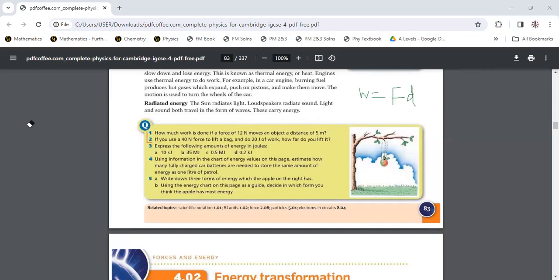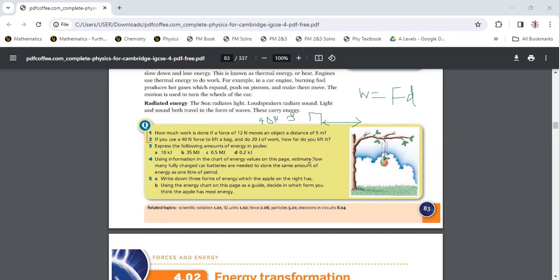If I use 40 newtons of force to lift a bag, I do 20 joules of work. How far do you lift it? Let's rephrase it, because when you lift the bag, you might have gravitational potential energy. Say I have an object. I use 40 newtons of force. I move a certain distance. In the end, I have done 20 joules of work. Try rearranging the equation. How far have I moved this block?